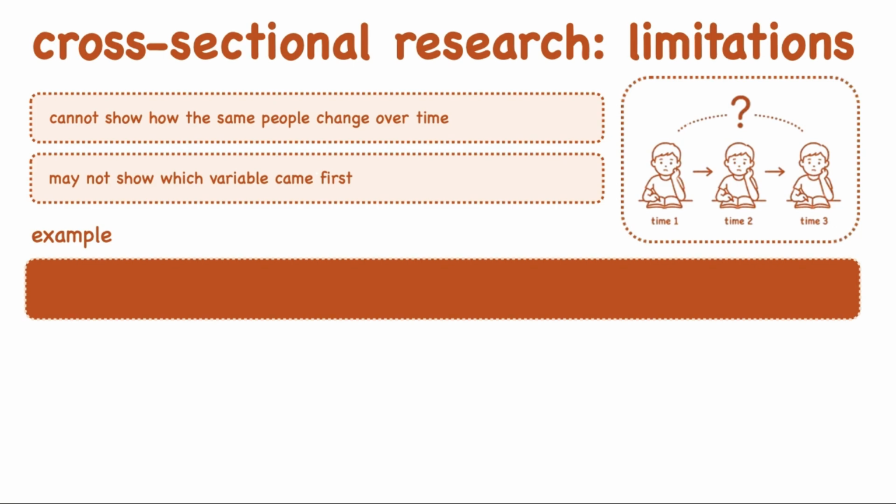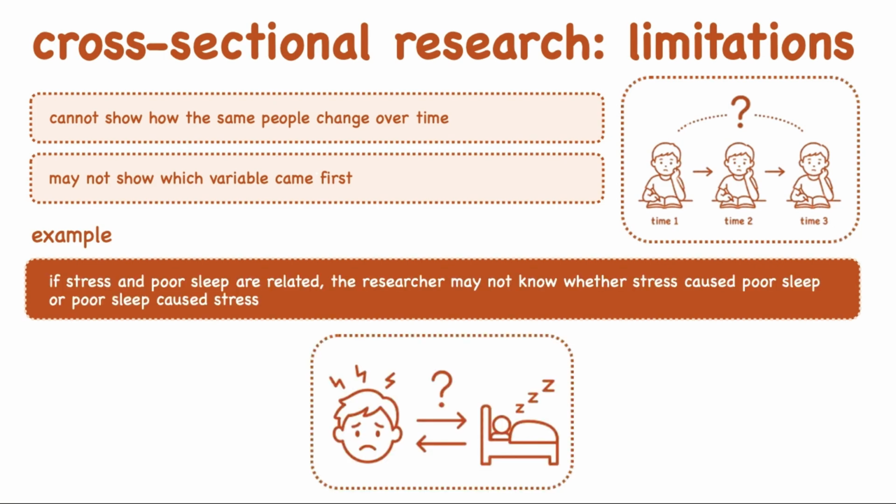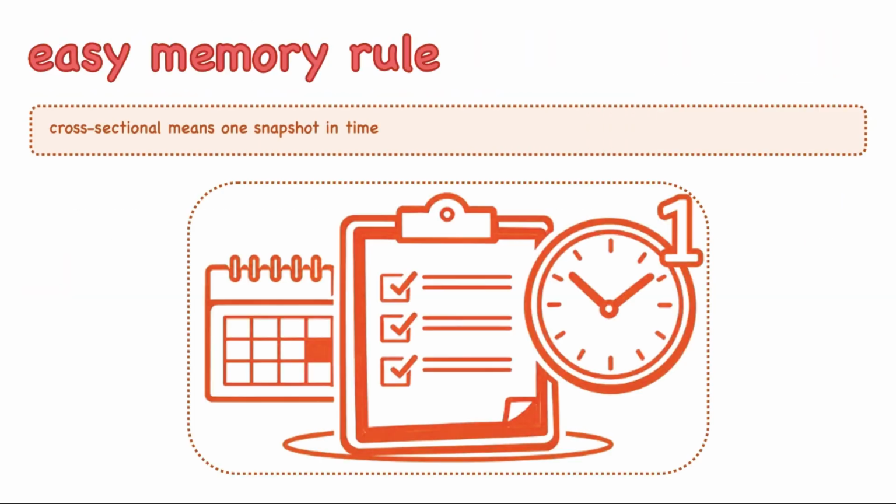For example, if stress and poor sleep are related, the researcher may not know whether stress caused poor sleep or poor sleep caused stress. The easy memory rule is cross-sectional means one snapshot in time.